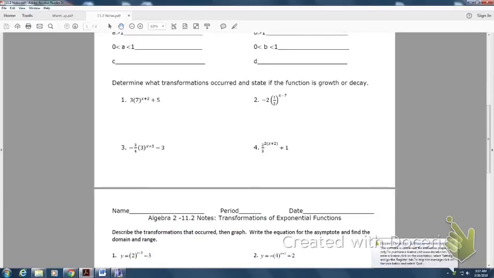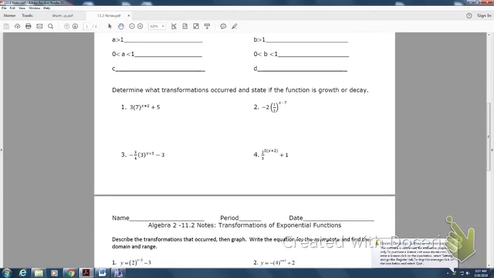Okay, let's go through these 4 real quick. We're going to identify if it's growth or decay, and then all the transformations that are on there. Alright, so Ben, on number 1, is that one growth or decay? Growth. Why? Because the base is bigger than 1. Because 7 is bigger than 1.